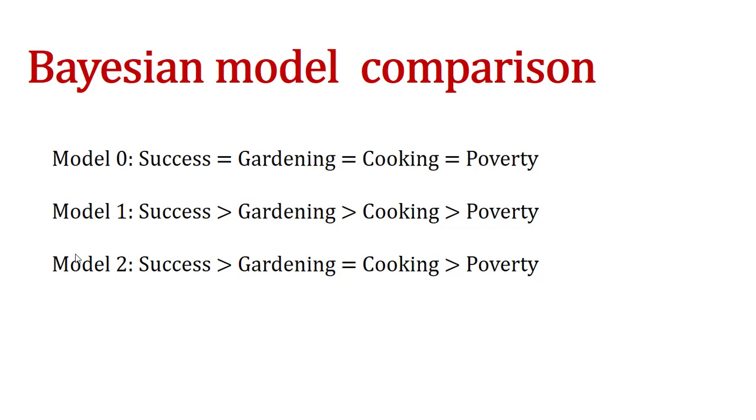And this one is even more interesting. Comparing model 1 and model 2 is even more interesting, because this one says, okay, the mean of happiness should be higher in success than in gardening and in cooking, but gardening and cooking should be the same. And gardening and cooking should be higher than poverty. Okay, no traditional analysis can do anything to test this. Now I'm going to show you one thing that I did in R, and this is not the only way. Actually, there are other possibilities, and look at the references in the text.